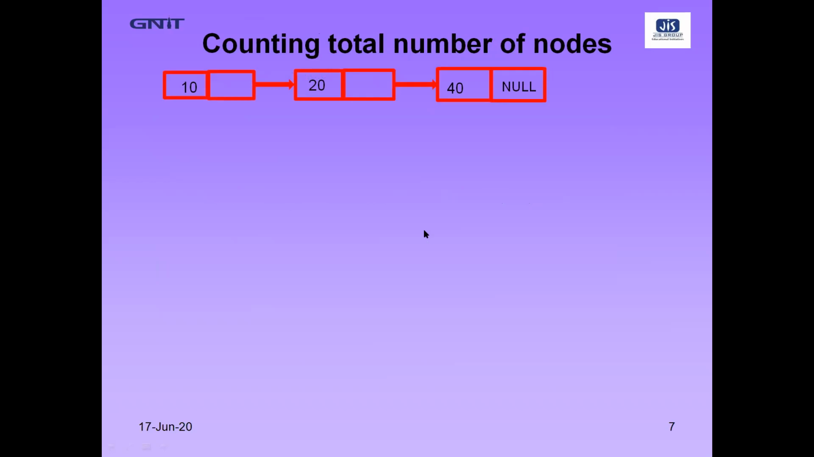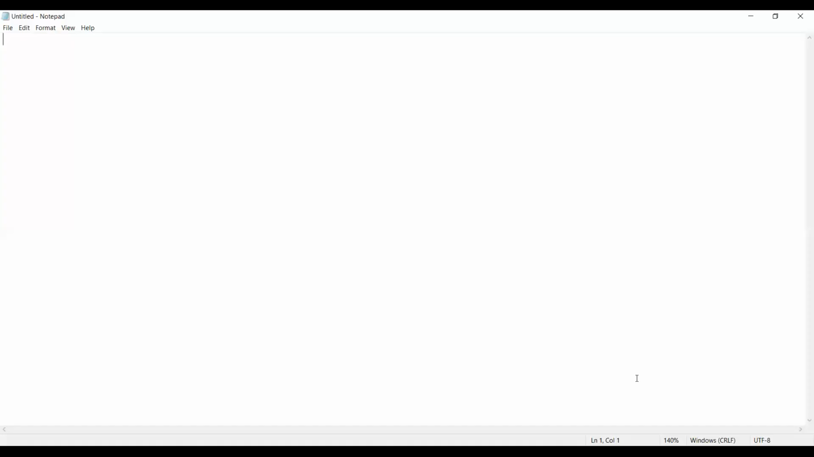Now before discussing this part, at first I have to write down the algorithm for counting the total number of nodes in a linked list. So I have to write down the algorithm part first, that is counting the total number of nodes. Here, at first, the algorithm name I have to consider is FNN SLL. This is the first line, so line 1.